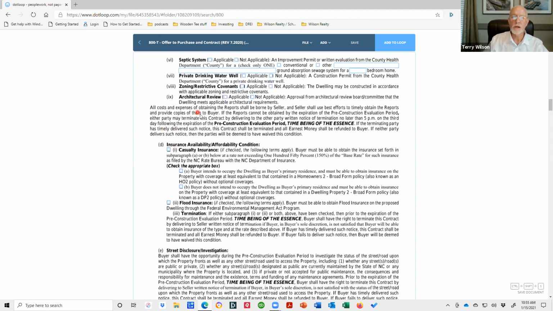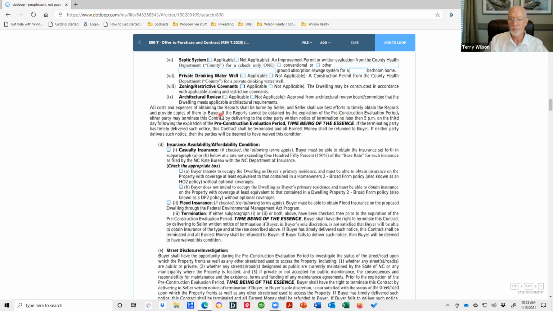All costs and expenses of obtaining these reports shall be borne by the seller. By default, they do not get to pass those costs on to the buyer. That is part of the cost of construction that the builder will have built in, hopefully, to the cost of the home. And the seller shall use best efforts to timely obtain the reports and provide copies of them to buyer.